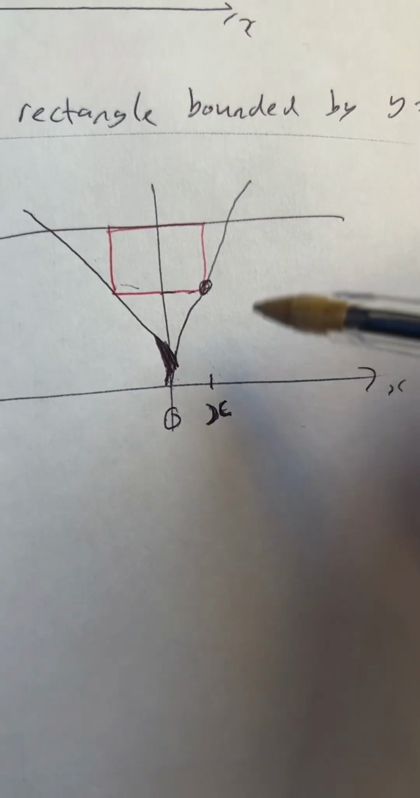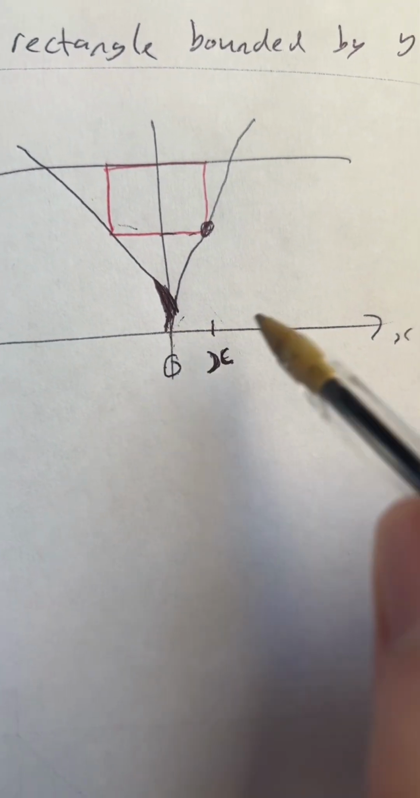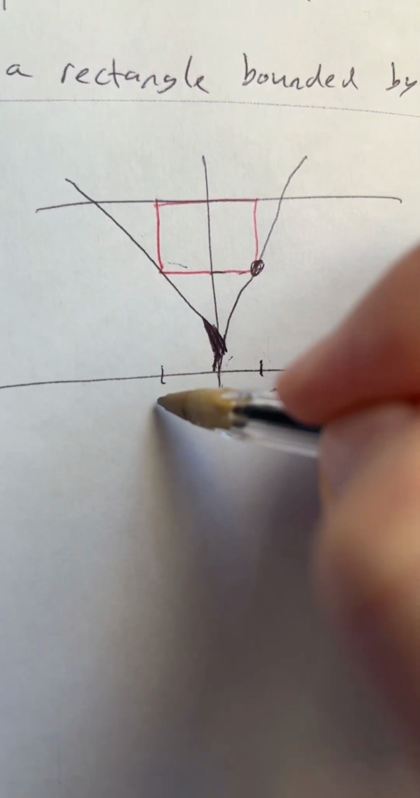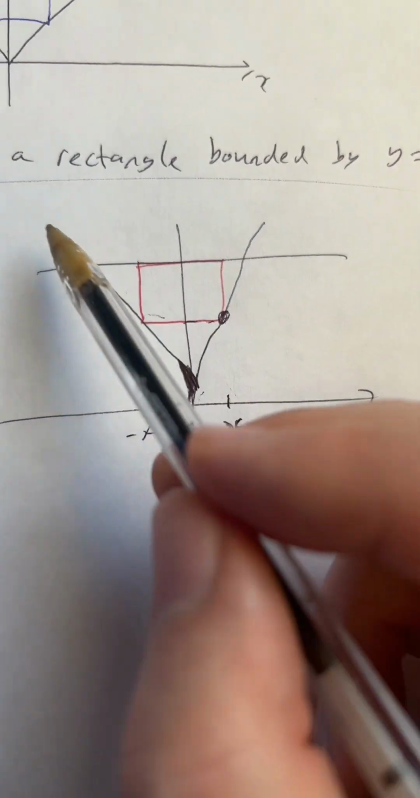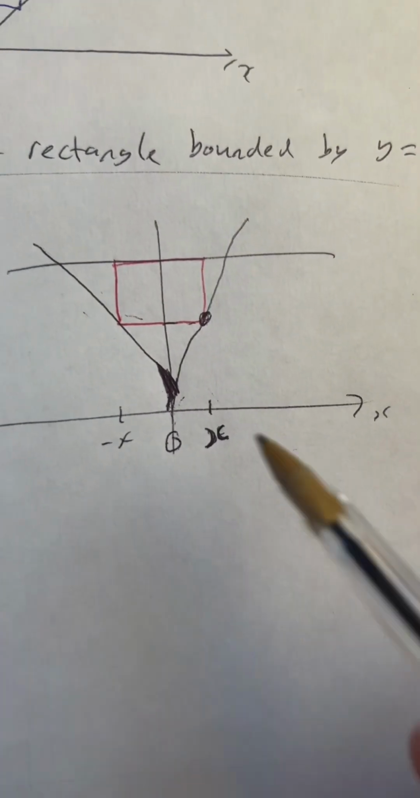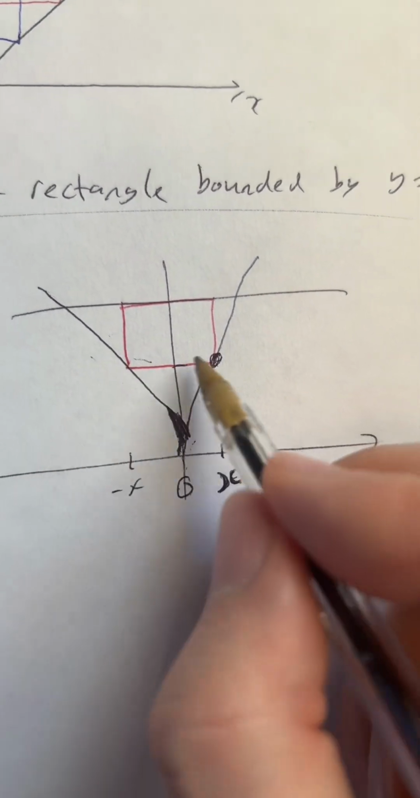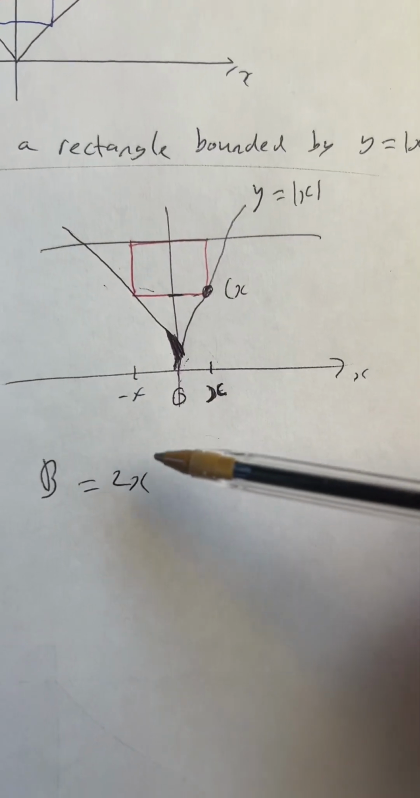What you can do is call the x value there x. Remember, x equals 0 is there. Just call this x there. So that means that this there is going to be negative x. And we know that because we have a modulus graph, and the left-hand side of this modulus graph is just a reflection of the right-hand side. So we've got minus x there, x there. So do you see that the base of this rectangle is going to be 2x? So let's make a note of this. So we've got this base here of 2x.